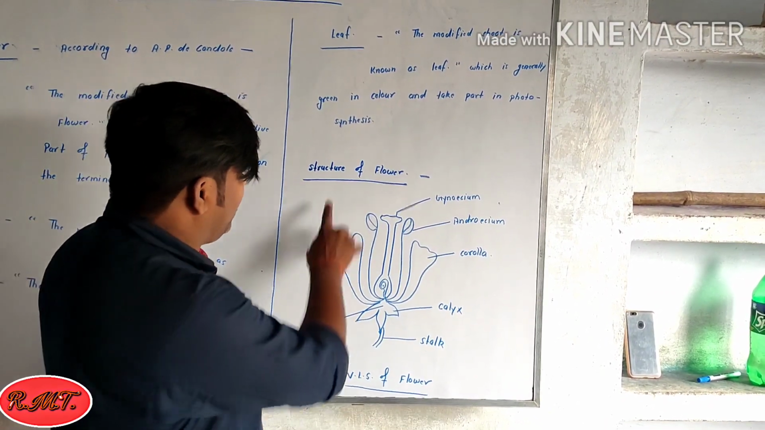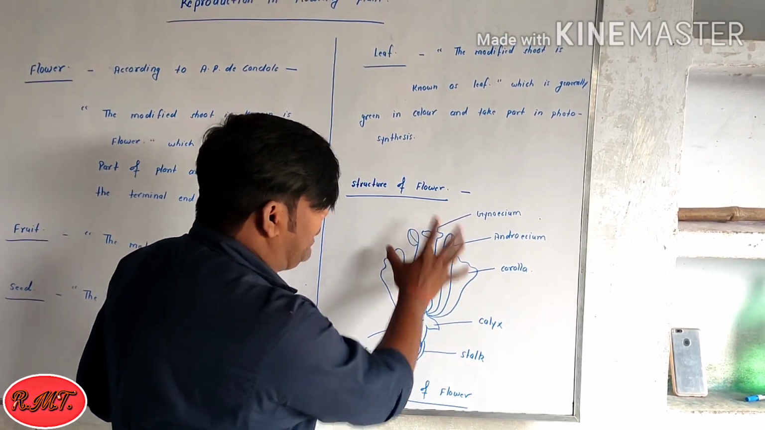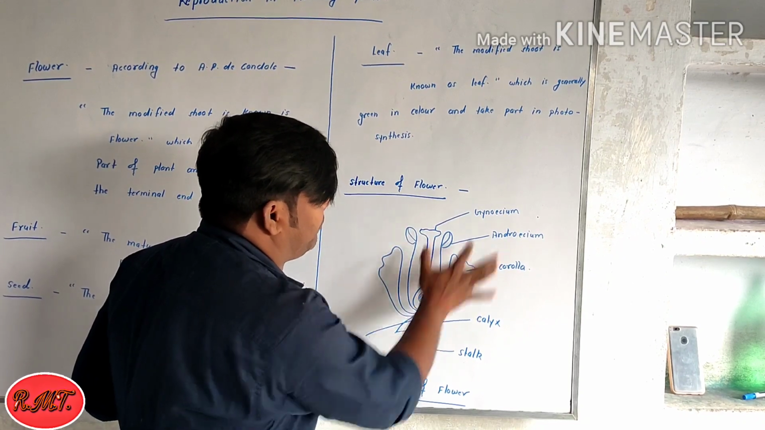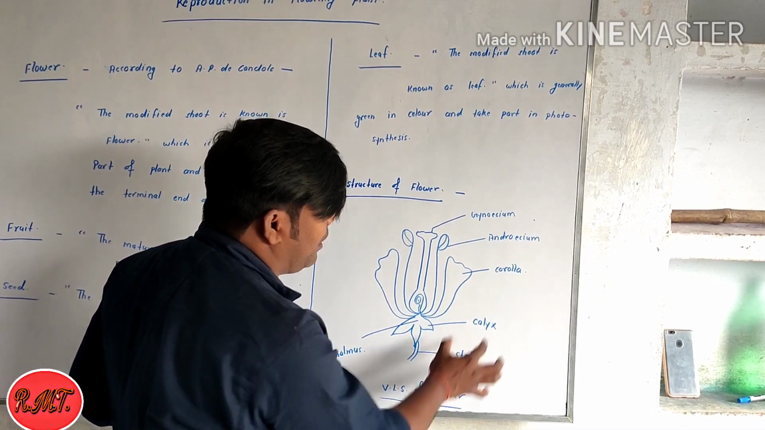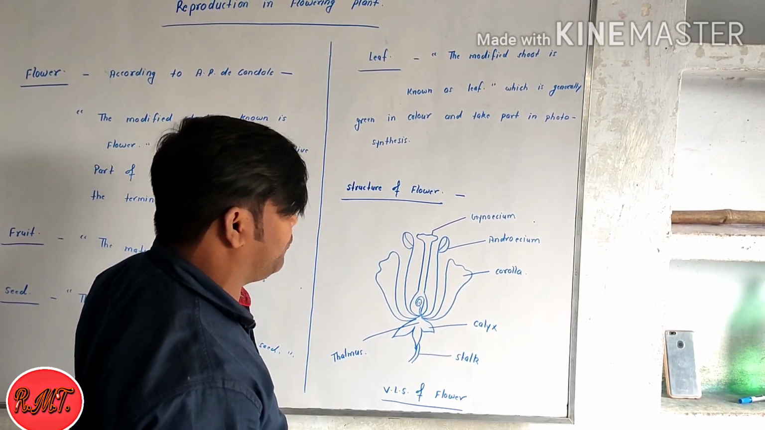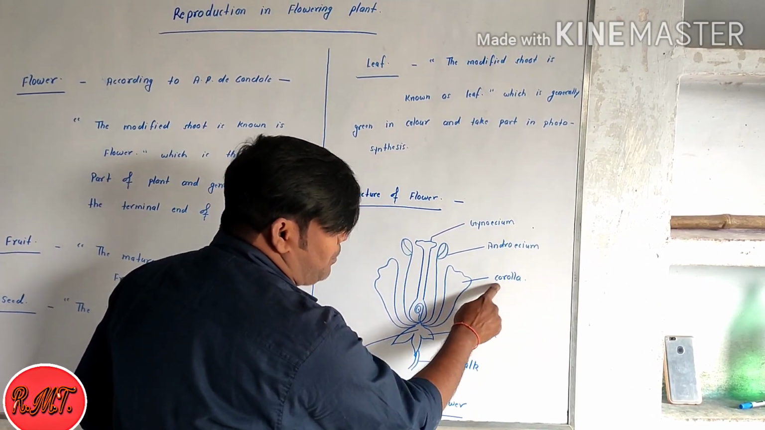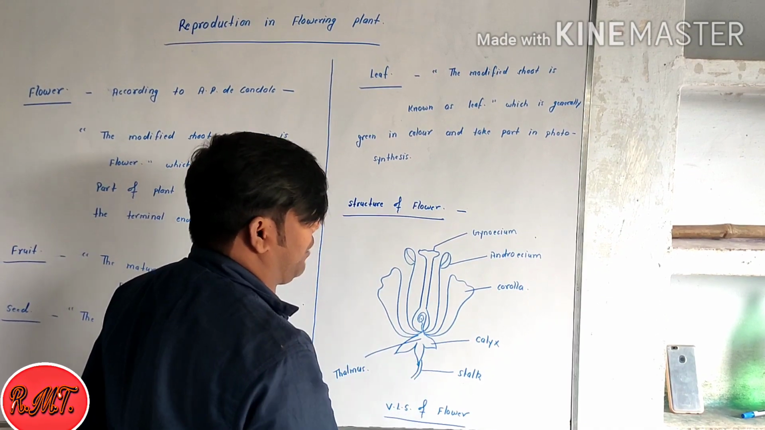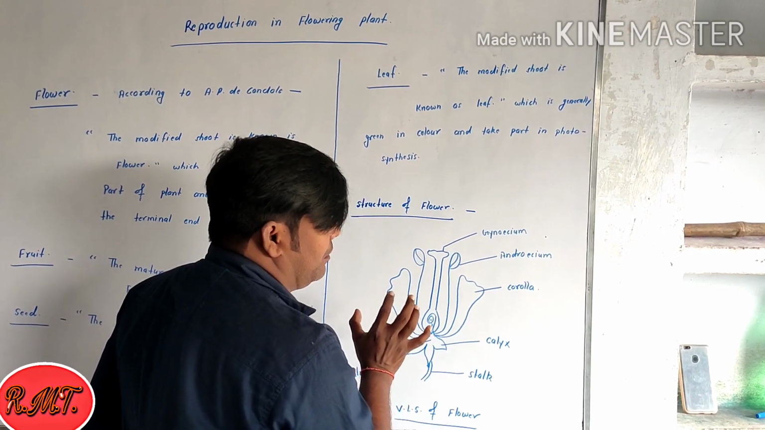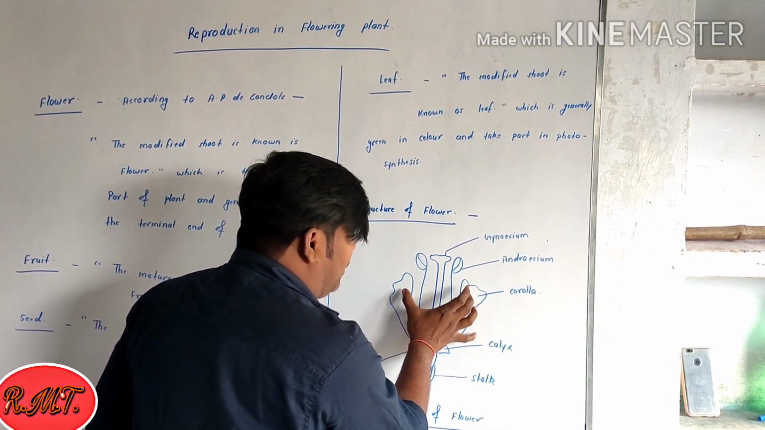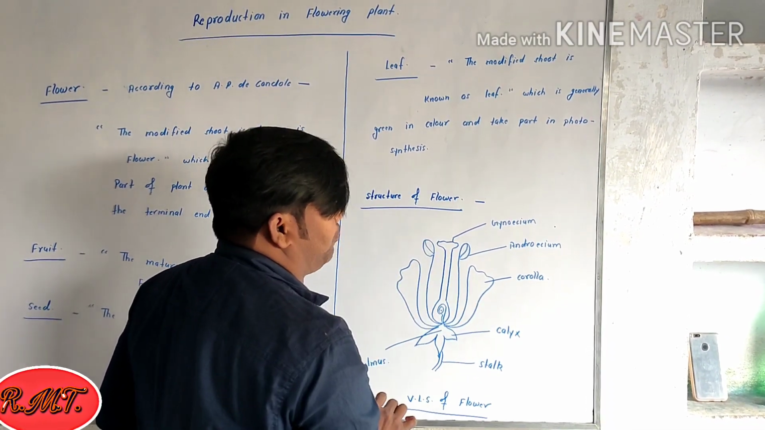Once again, flower. The modified shoot is known as flower, which is the reproductive part of the plant, and on the basis of structure, the flower has different floral parts, in which the calyx is the outermost whorl of the flower, which is generally green in color and takes part in photosynthesis. Its unit is known as sepal. Now the second part, corolla. Corolla is the second whorl of the flower, which is the colored part except green, and the colored part of corolla attracts the insect for the purpose of pollination.